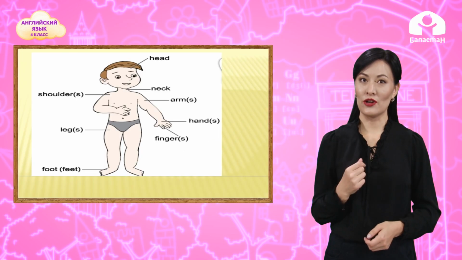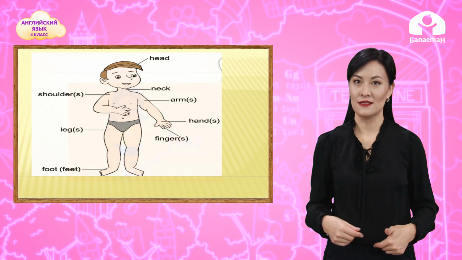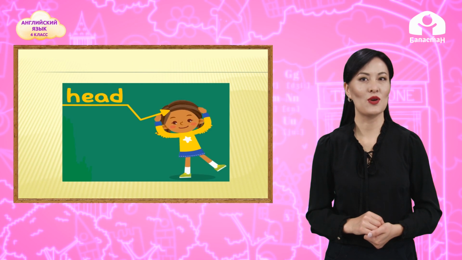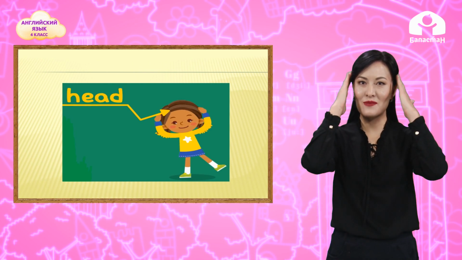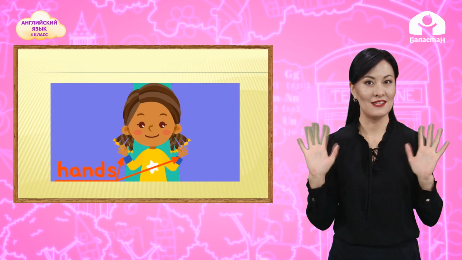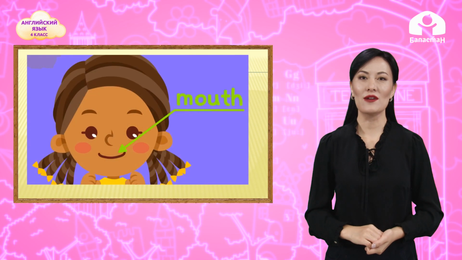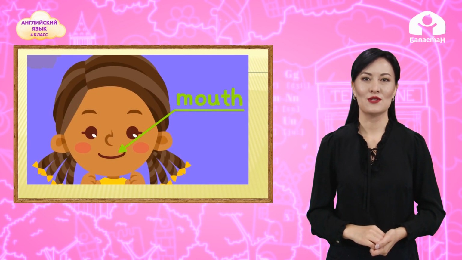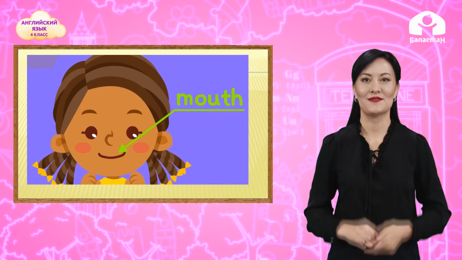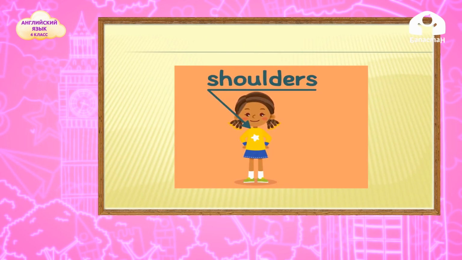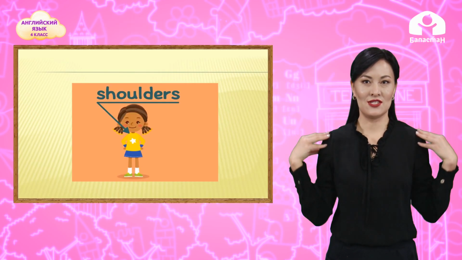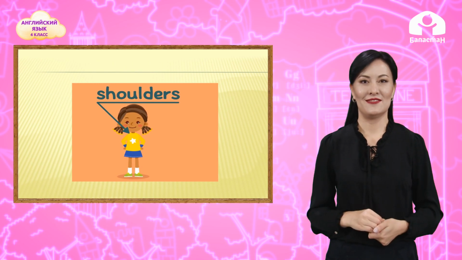Now, I say the word and you show it on your body. Show me your feet. Okay, show me your head. Here is my head. Show me your hands. These are hands. Where is your mouth? Show me, where is your mouth? This is your mouth. Shoulders. Where are your shoulders? Yes, these are your shoulders. Good job, children.